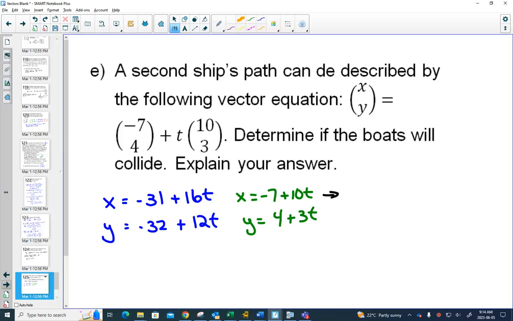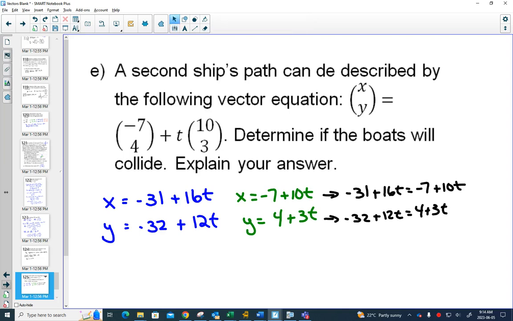That would create the following. We could just substitute: negative 31 plus 16t is equal to negative 7 plus 10t. And for the second one, negative 32 plus 12t is equal to 4 plus 3t. If the times are the same, then we end this unit with a disaster. If they are different, there's still hope.